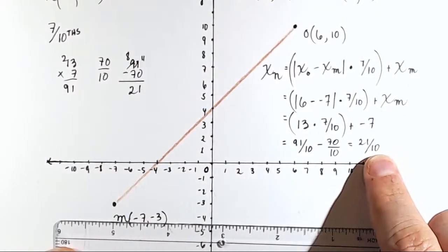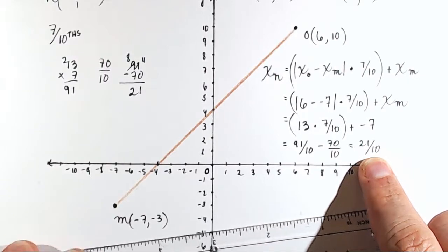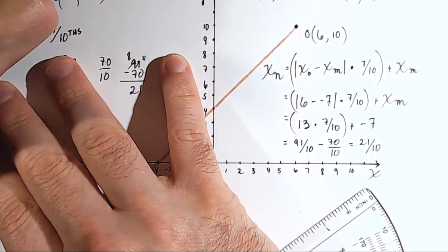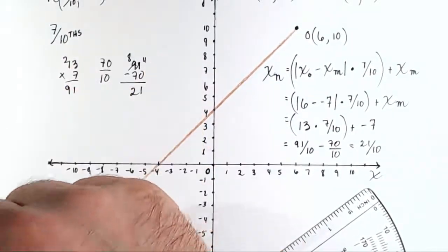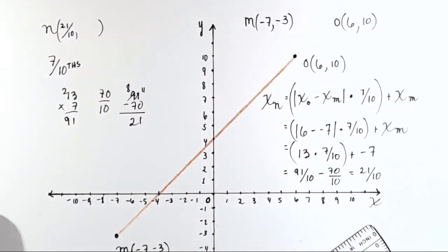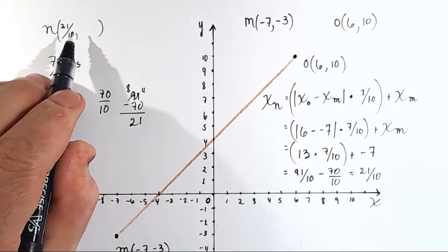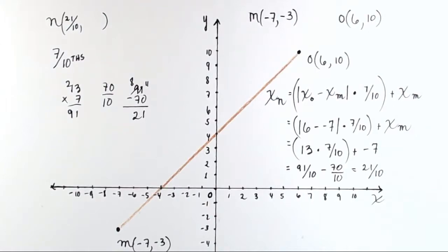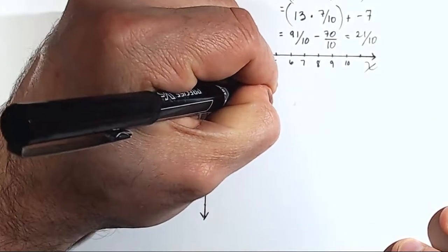So 21 tenths is the x coordinate of point n. So we can go up here to point n and put 21 tenths. And we'll turn that into a mixed fraction and estimate its position here in a moment. Now we have to find the y component of n, right? So we found half of the coordinates. Let's go back here and find the y component of n. So here's y sub n.